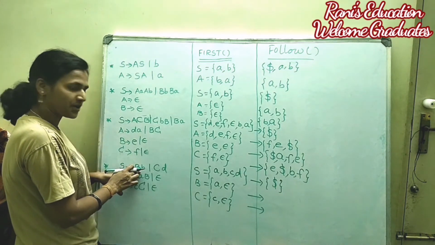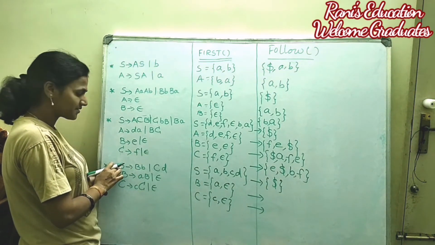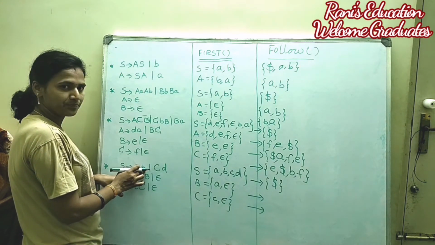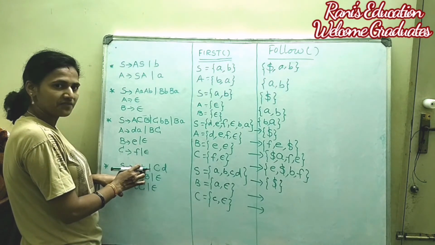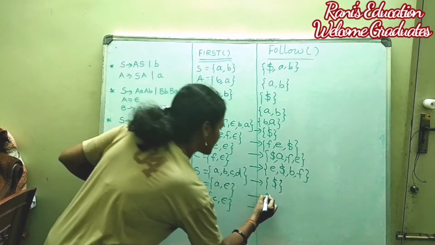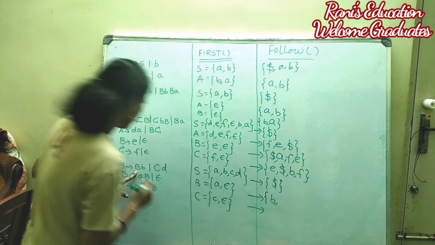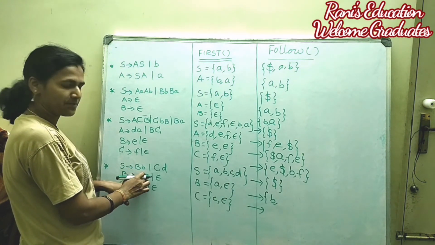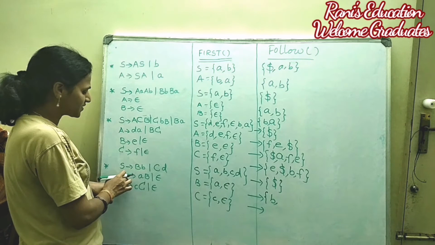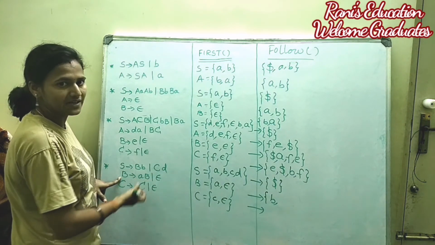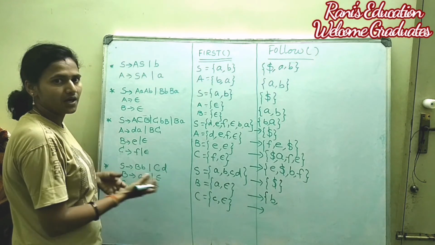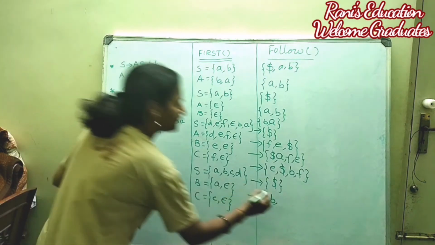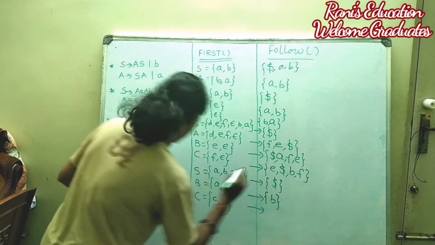Go for the first production, with the start symbol of the grammar S. The immediate grammar symbol after the non-terminal B is small b. So what is first of small b? Small b itself. Now go for this B production, B derives small e capital B. So follow of B equals follow of B only, and we won't get anything from that, because both grammar symbols are the same. Now go for follow of C.